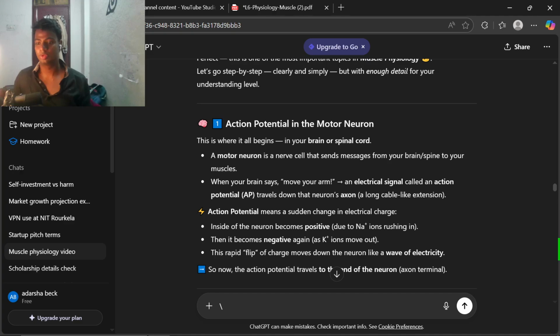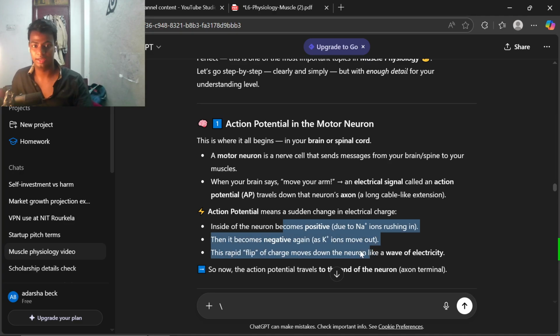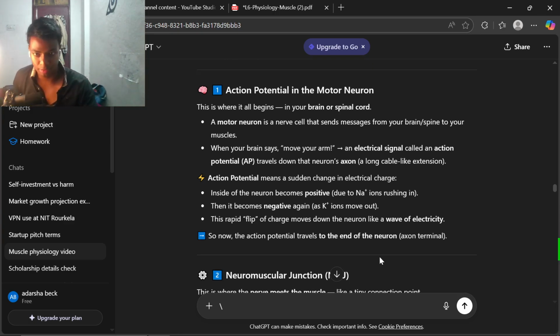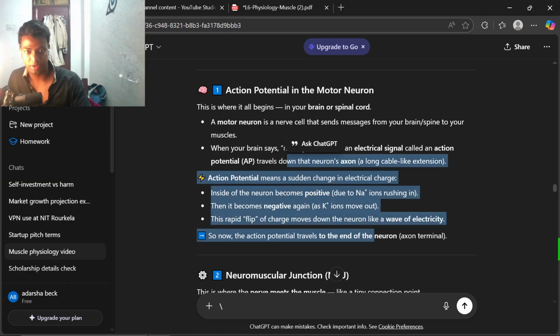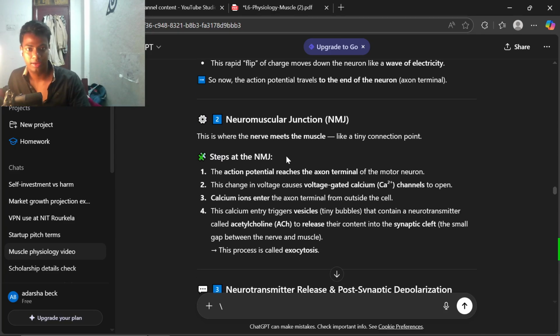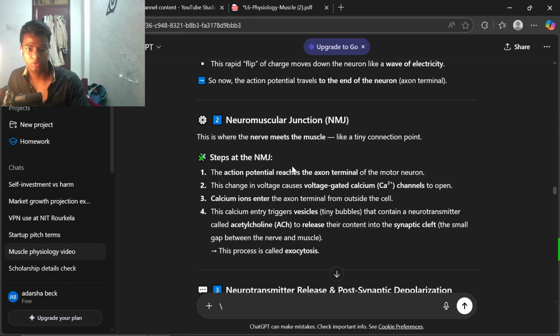That's why we always say please drink electrolytes, otherwise you won't get energy, because they deal with this action potential. They deal with energy a lot. So when we say we need to lift our hand, the sodium rushes in, and then the potassium rushes out. Then it becomes negative. The flipping charge creates a wave of electricity, and that wave forms an action potential, which then goes to the axon terminal, the end of the motor neuron.